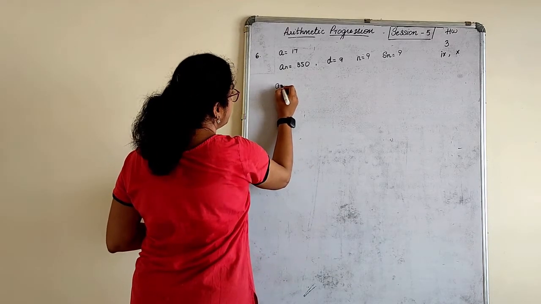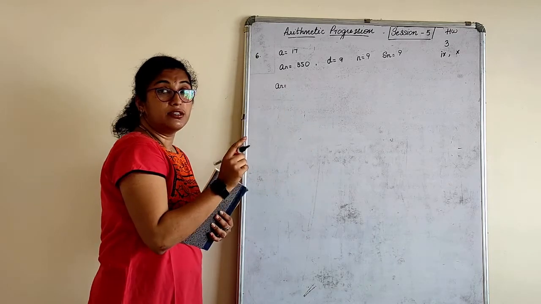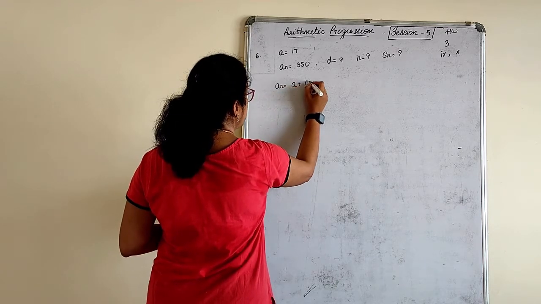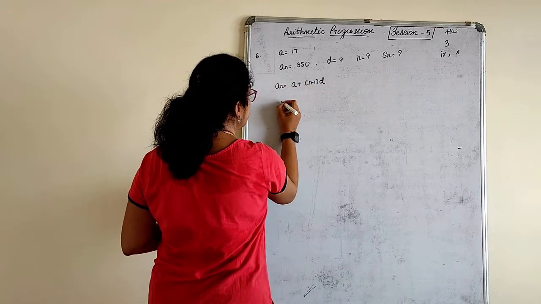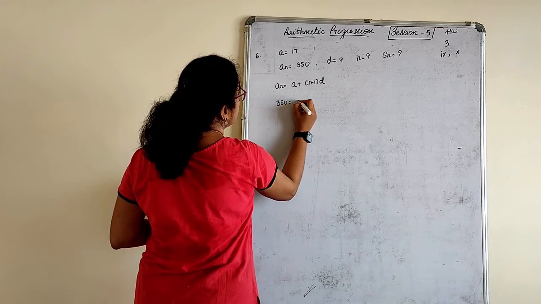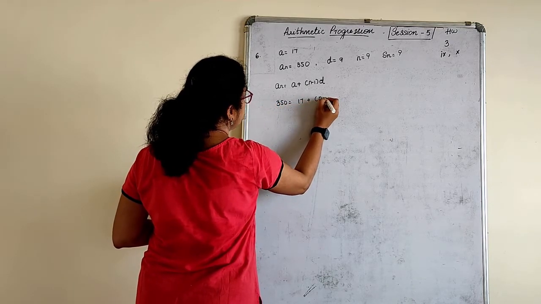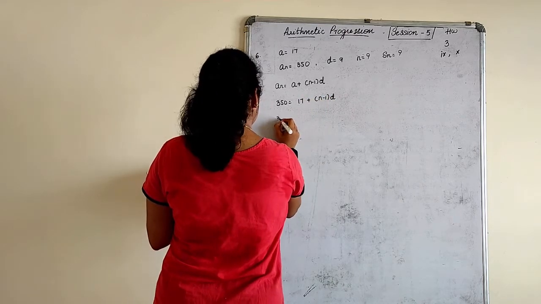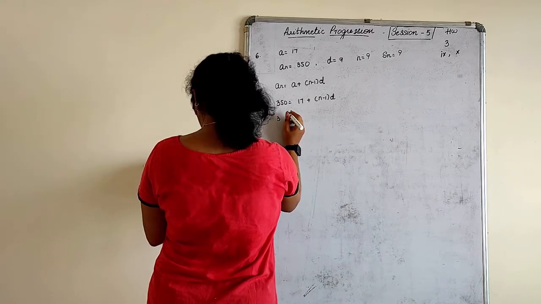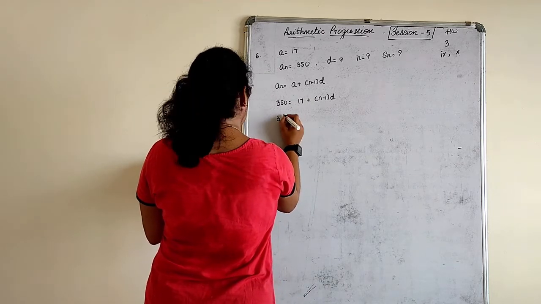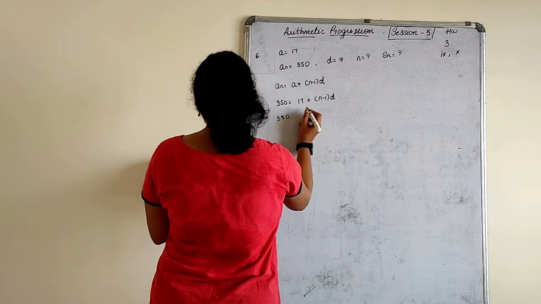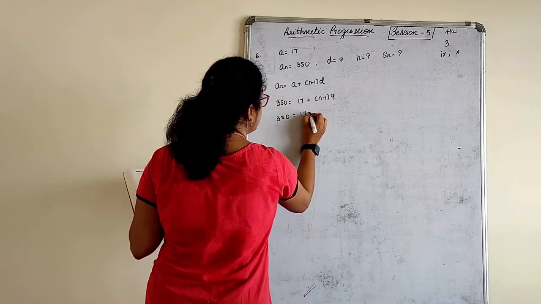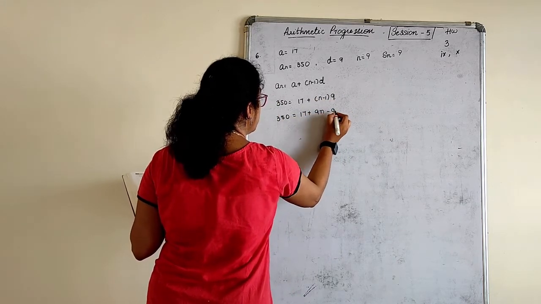How do we find n now? It is by the An formula. When we know all the information, to find n with respect to An, we use A plus n minus 1 of d. An is 350, A is 17 plus n minus 1 of d, the common difference is 9, sorry. 350 equals 17 plus 9n minus 9.